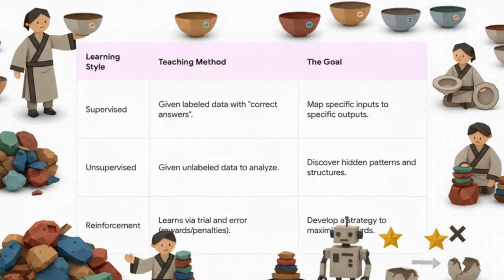Then there's unsupervised learning. Here, the master just dumps a pile of different clays on the table and says, sort these. The AI isn't given any answers. It has to find patterns and structures all by itself. And finally, there's reinforcement learning. This is pure learning by doing. The AI tries to make a bowl, and the master gives it a reward if it's good, or a penalty if it's bad. Over time, it develops a strategy to get the most rewards.